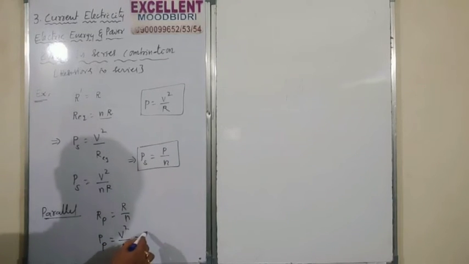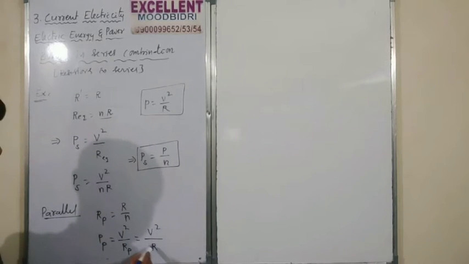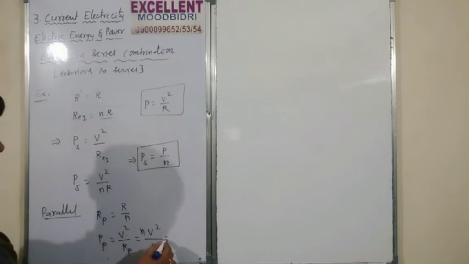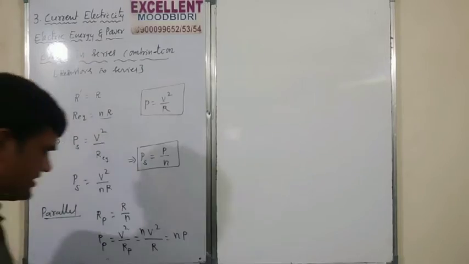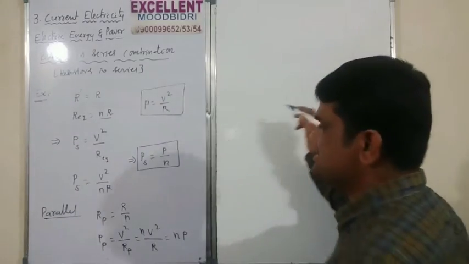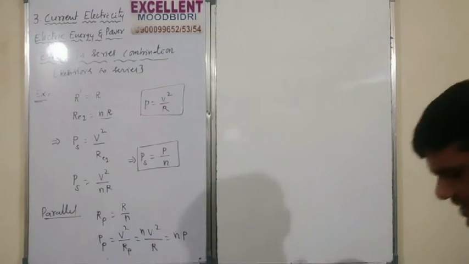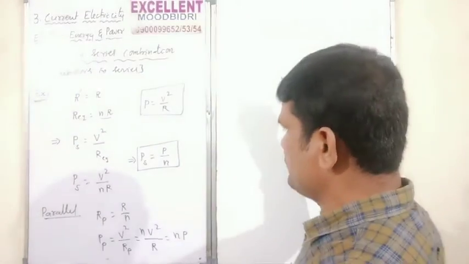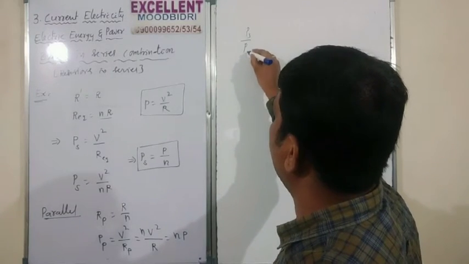V square is the same, and RP is equal to R by N. N goes to the numerator, so V square by R is equal to P. Therefore, it is N into P. This is a small relation here: PS is equal to P by N, and PP is equal to N into P. Therefore, I want PS by PP.